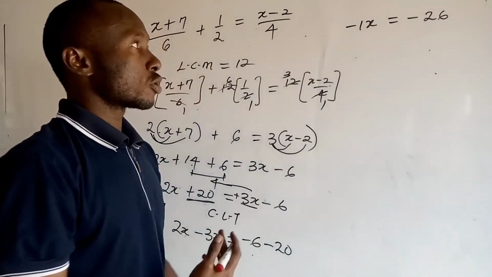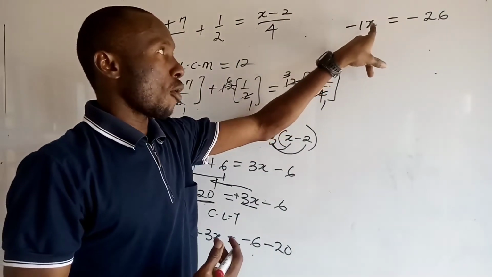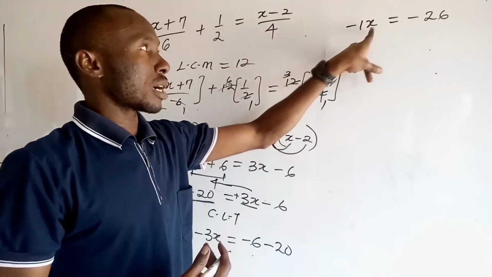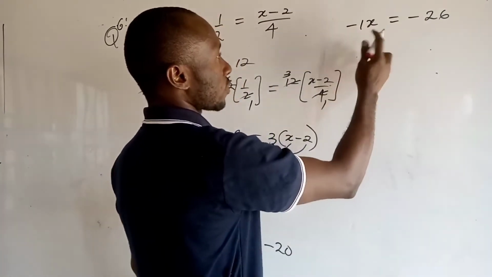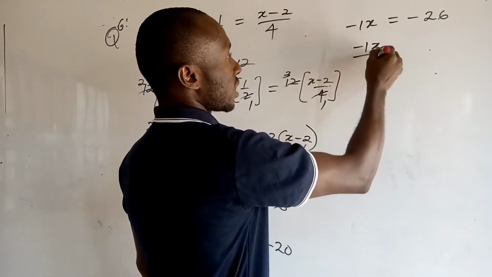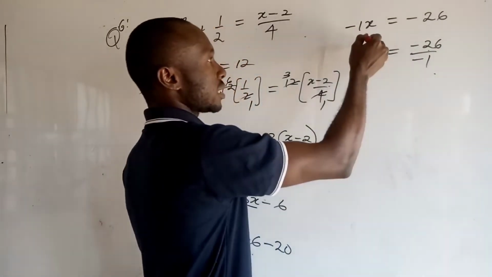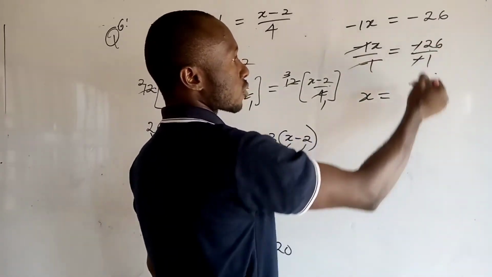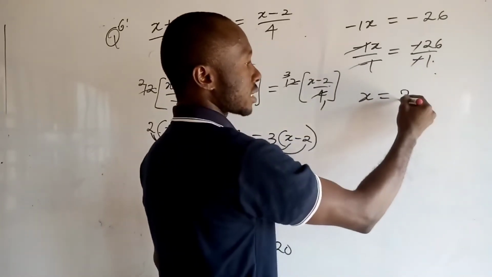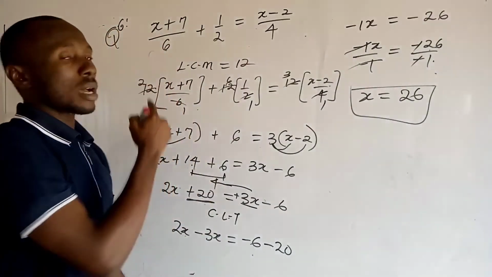So the next thing you want to do is to either multiply both sides by the coefficient of x, or divide both sides by the coefficient of x. So let me divide both sides by the coefficient of x, which is minus 1. So if I divide here by minus 1, divide here also by minus 1, these will cancel out. So x is equal to, this will cancel out, so 26 upon 1 is same as 26. This is the answer to question number 6.